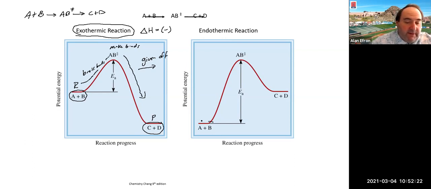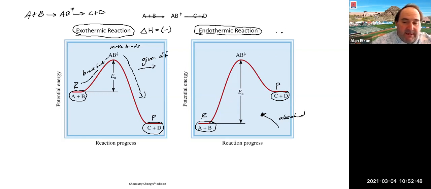The opposite is true over here. Here are our reactants, here are our products, and our reactants in this case are lower in energy than our products, which means energy needs to be put into this reaction. So it needs to be absorbed. When we absorb energy, that is what is known as an endothermic process. In relationship to delta H, that's usually things that are positive.